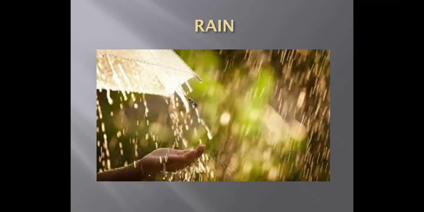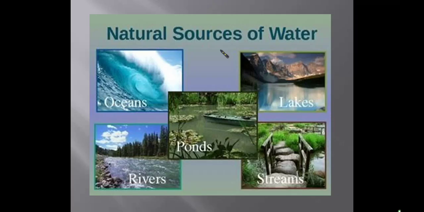Now, from where do we get water? Okay, we get water from the rain. Rain is the main source of water. When it rains, the rainwater gets collected in the rivers, ponds, wells, lakes, sea. These are the different sources of water.